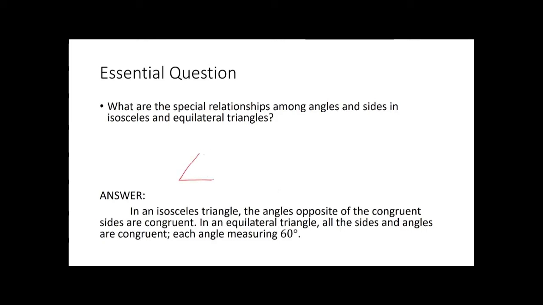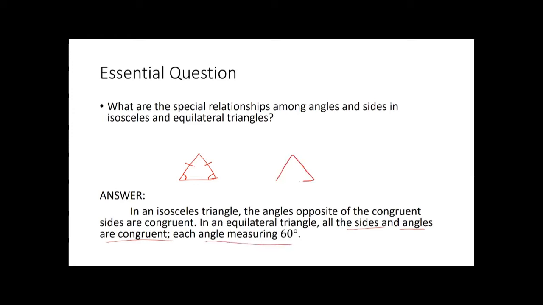So here's your isosceles triangle. I'm going to try to draw it as best I can. You've got your two congruent sides. Well, guess what? The angles opposite of those sides are also congruent. Now, in an equilateral triangle, all the sides and angles are congruent, each angle measuring 60 degrees.